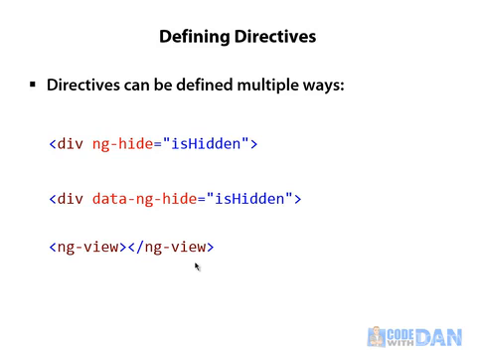Now, there's other ways you can use them. You can even define directives using comments, and that's a unique approach you won't see a lot, but it is possible. And you can even define them using the standard class. I'm not a huge fan of that approach, but that is another option you might come across. Most directives, though, are actually defined using attributes or tag names.